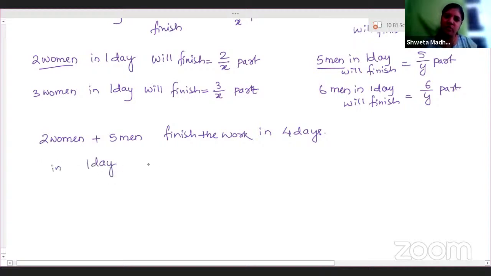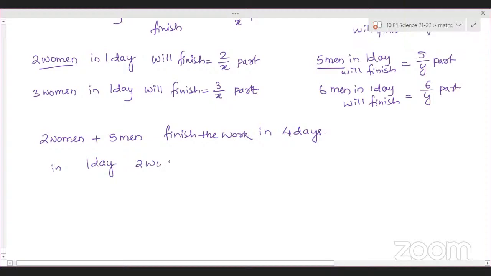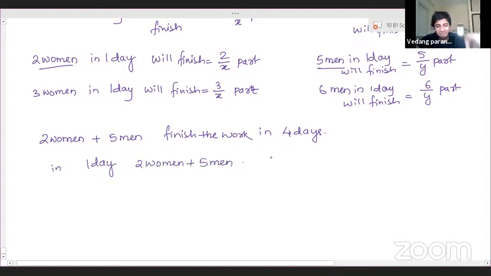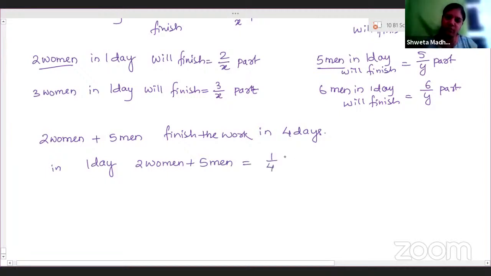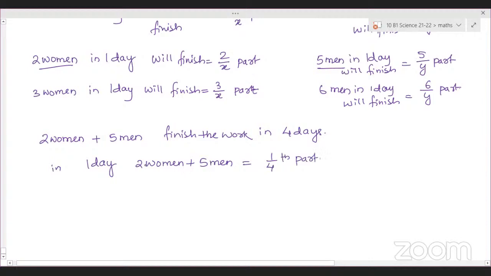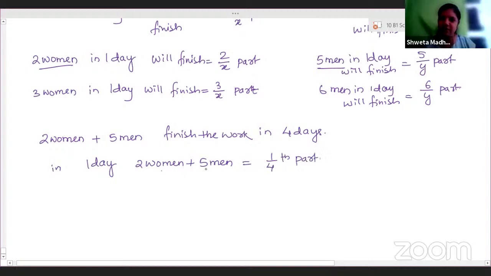In one day, how much part of the work will be finished by them? 1/4 part, you are right. 1/4 part will be finished. Altogether, 2 women and 5 men are finishing the full work in 4 days, so in one day they will finish 1/4.